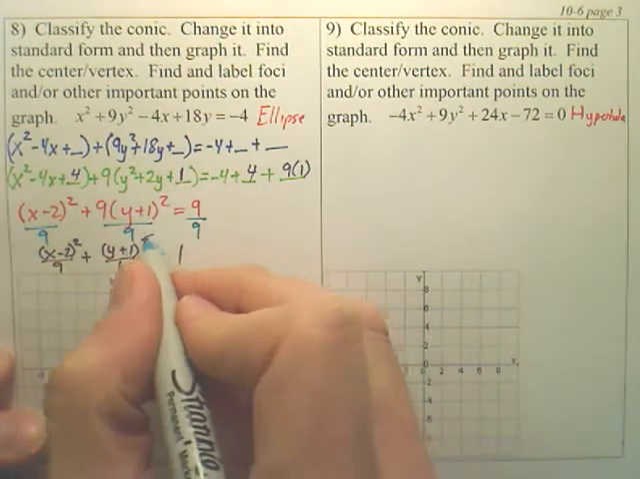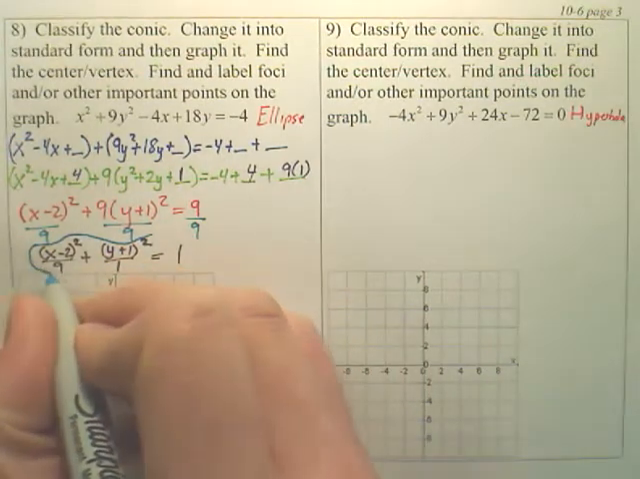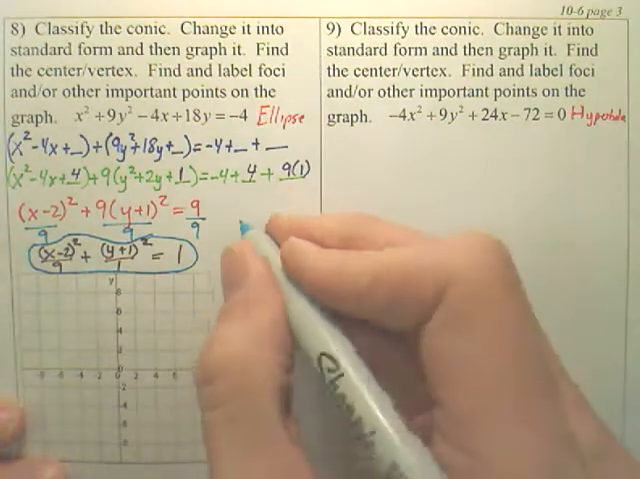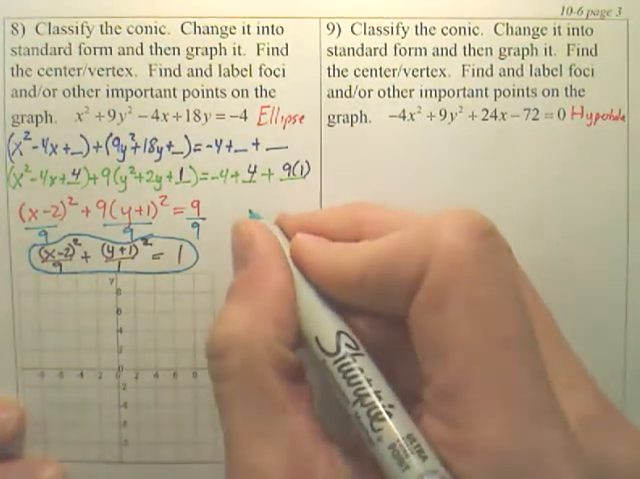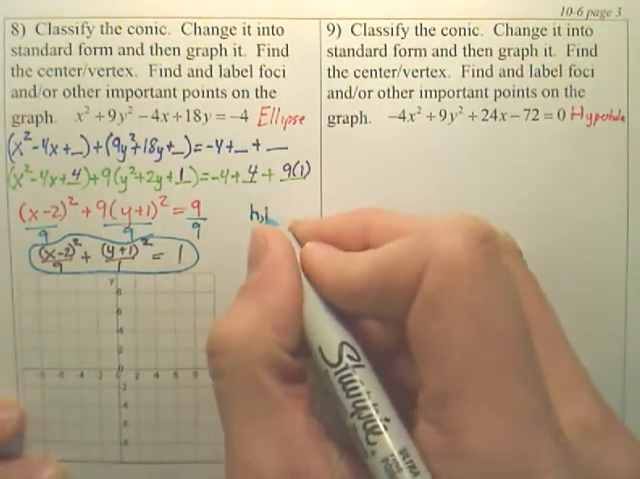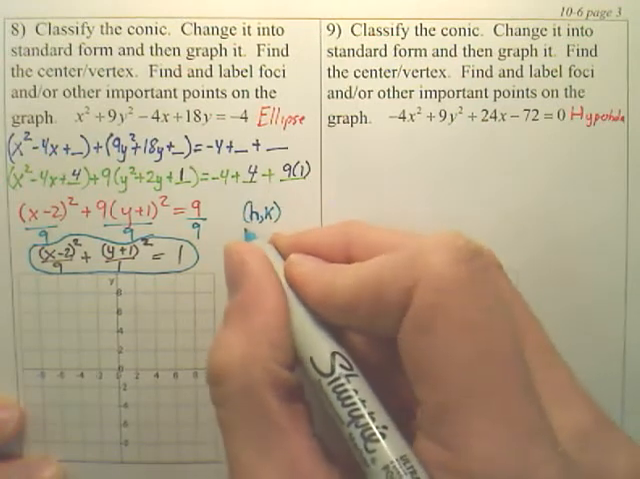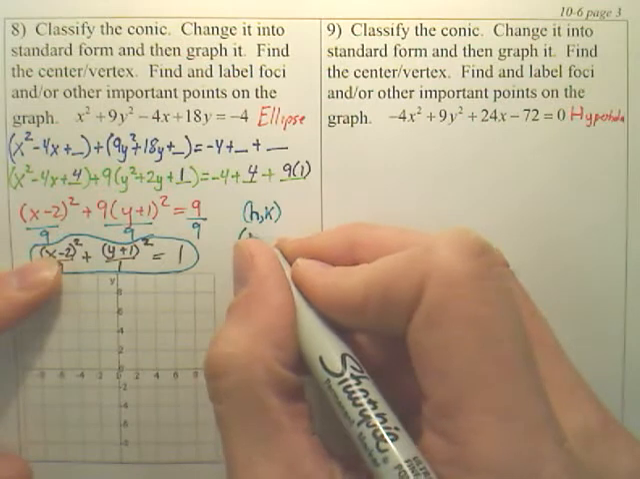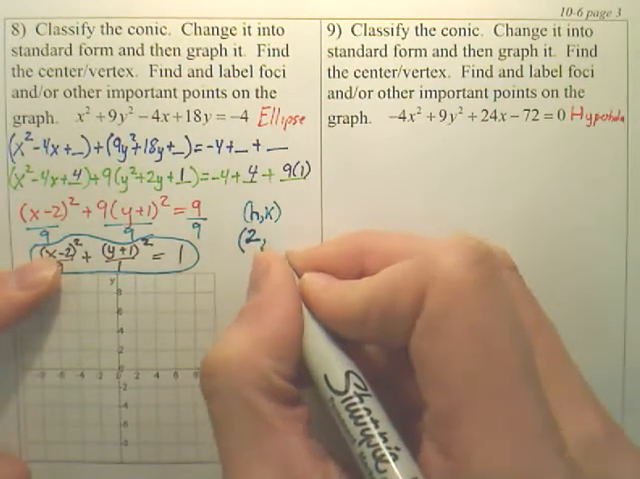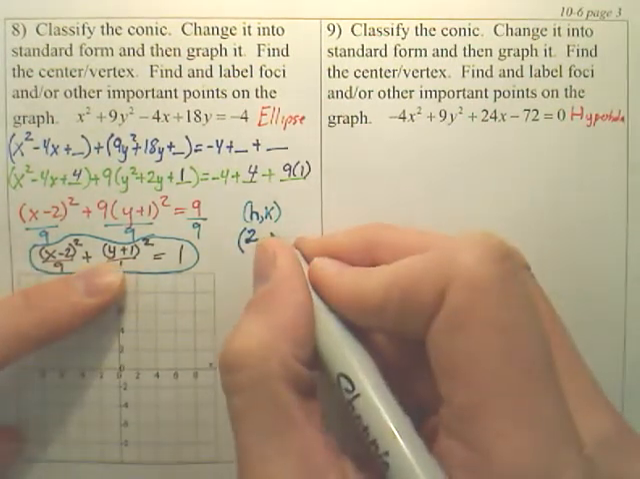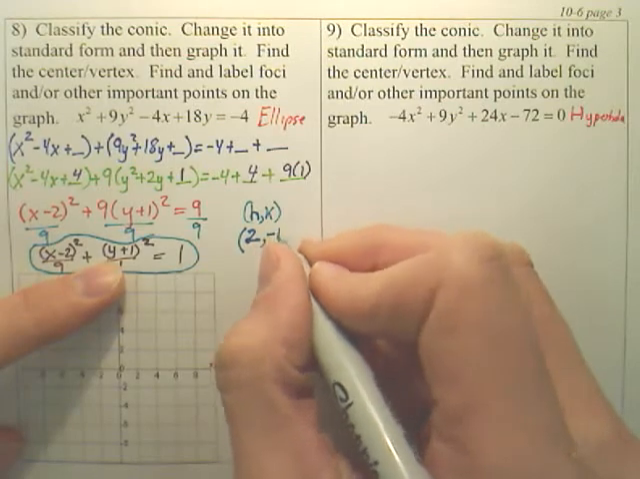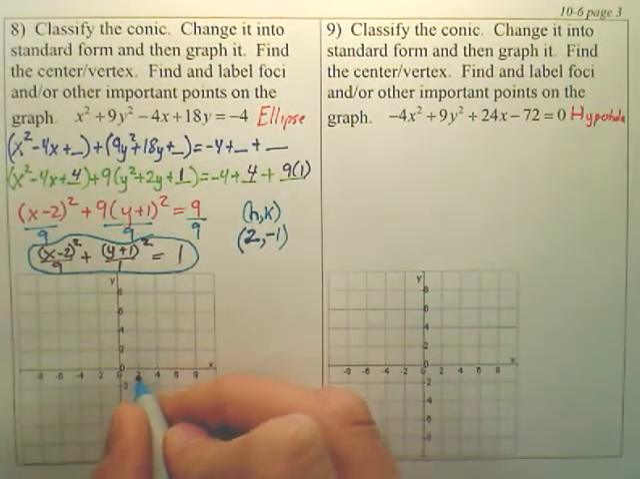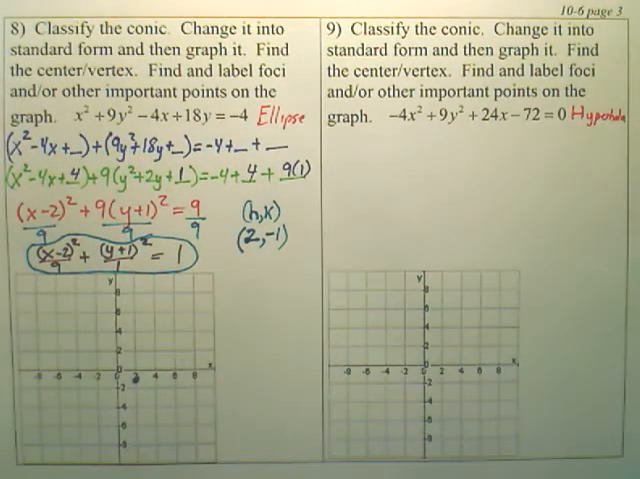So let's graph this. This is our standard form, which is what it was asking for. We know it's an ellipse. Our HK, or our center, is one of the things they're asking for. Looks like the opposite of negative 2 is going to be a positive 2, comma, the opposite of 1 looks like a negative 1. So that's our HK. So 2, negative 1. That's the center of our ellipse.